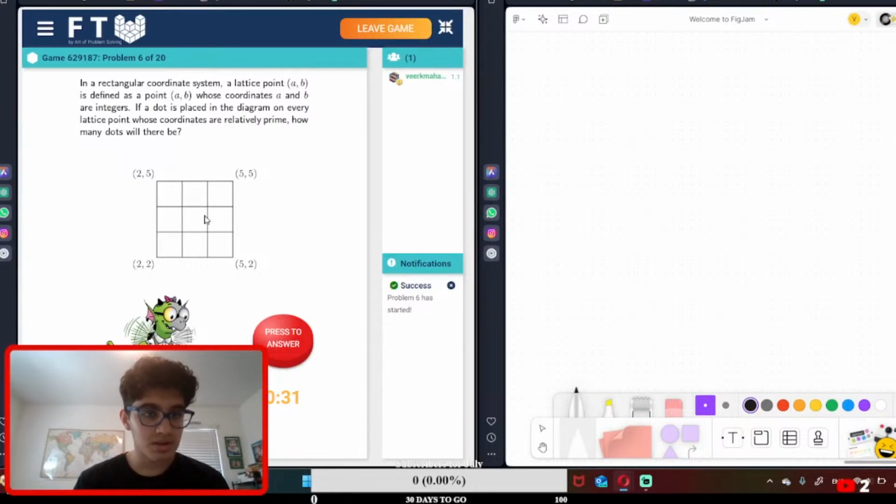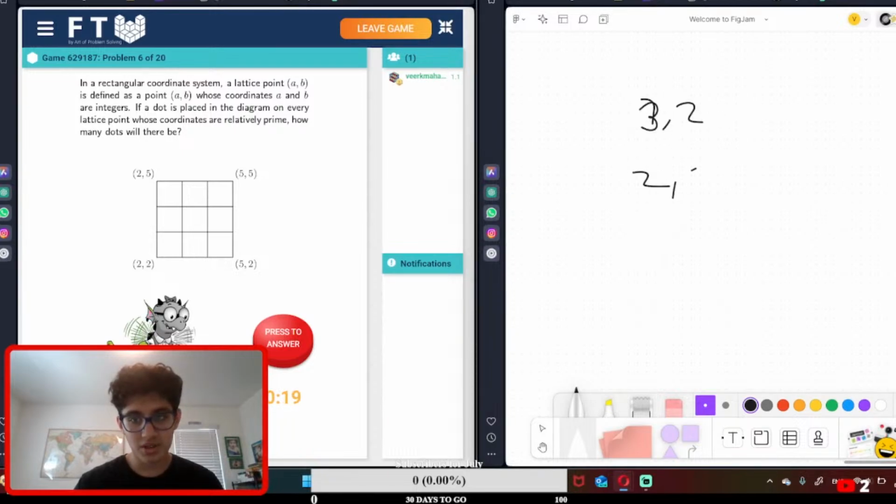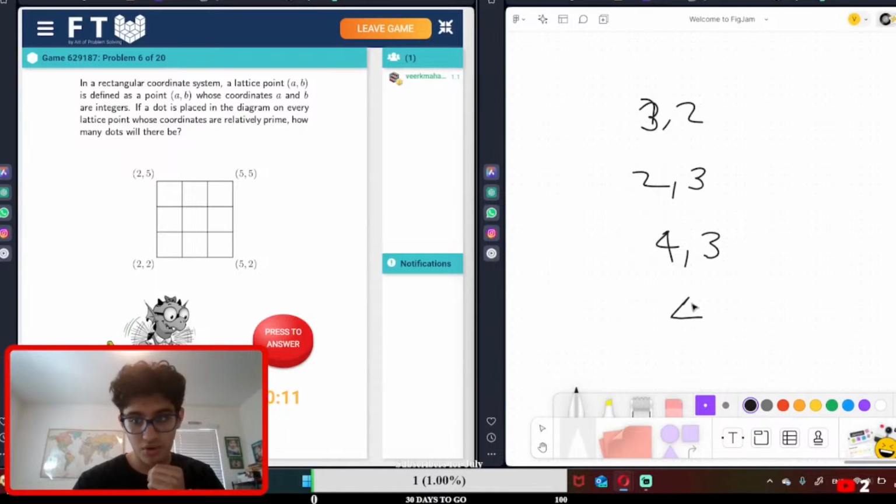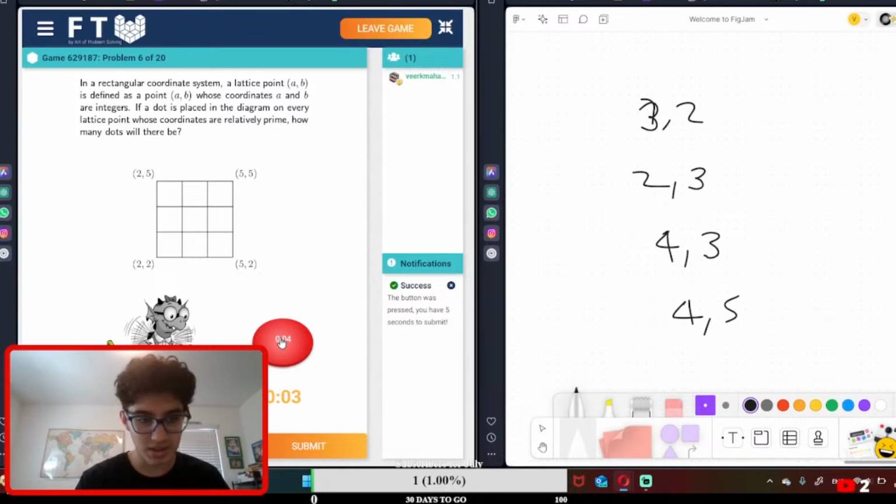So there's going to be, wait, what is this? This is on every lattice point whose coordinates are relatively prime. So there'll be 3, 2, therefore 2, 3. What else will there be? There'll be 4 and 3, which means 3 and 4. There won't be 4 and 2. We can have 4 and 5, and then 5 and 4. So 1, 2, 3, that's 6, 7, 8, 9, 10. I think that's it, right? 10, unless I'm missing something, but 10 seems right.